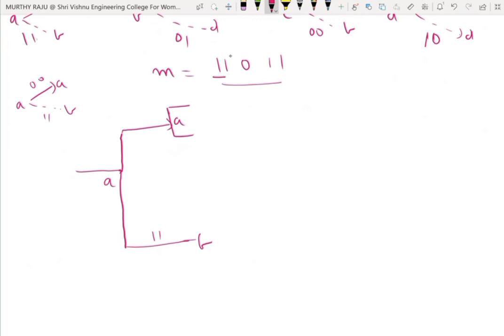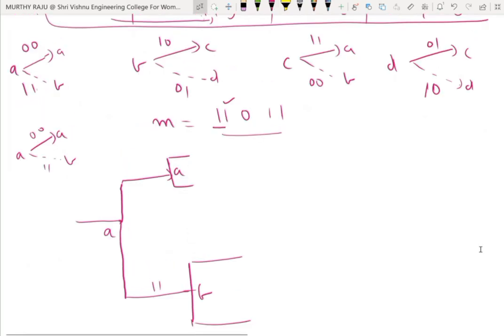Next bit is 1. B has two transitions. Next bit is 1, and 0 means upper path, 1 means lower path. Here from B to C and B to D. The output is 1 0 0 1.